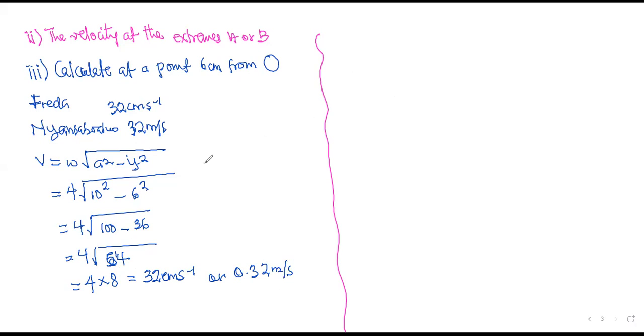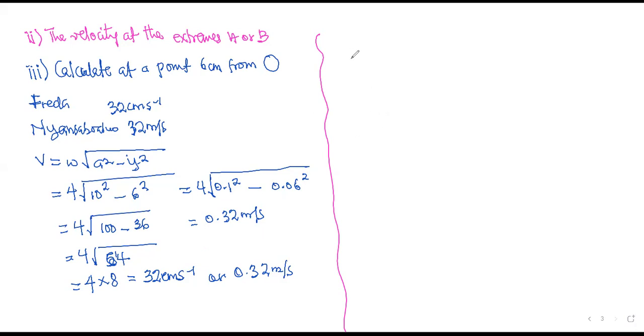You can also decide to change everything to SI units. So 10 centimeter would be 0.1, minus 6 centimeter would also be 0.06, squared, and you have 0.32 meter per second. So this is how to work out velocity whenever you are given displacement.